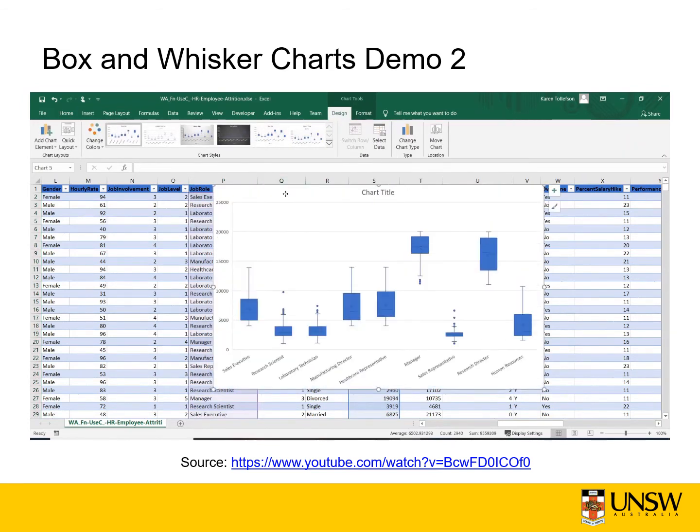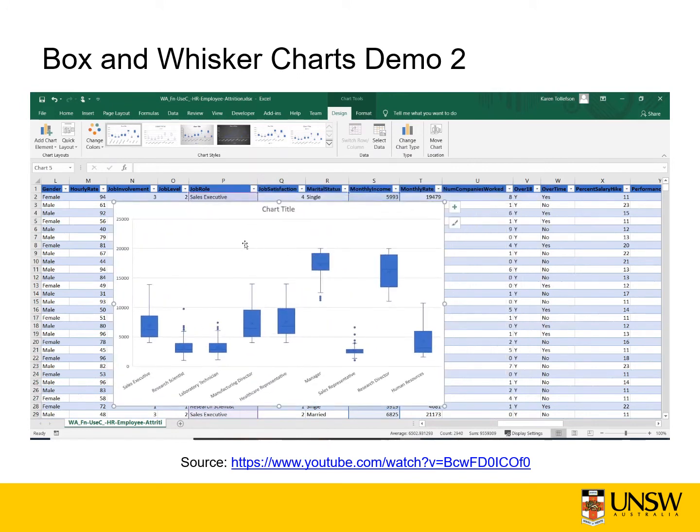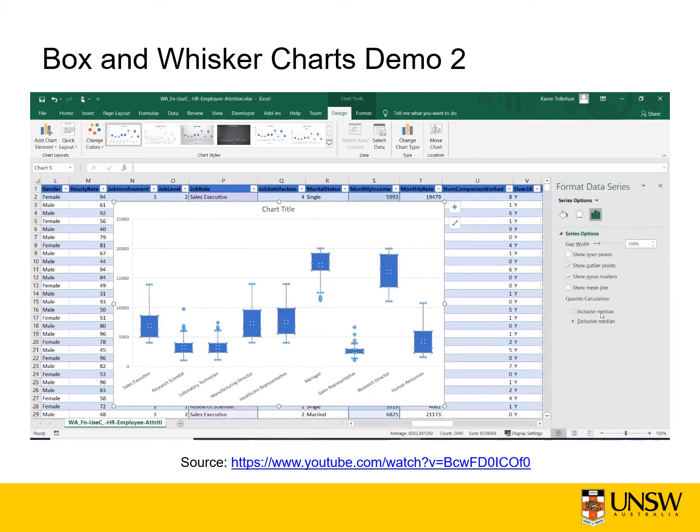Now if I want to make some changes to the appearances of this, I can simply right click on one of my boxes here, select Format Data Series, and now I can make decisions about what I want to show. So if I want to show the mean line between all my average values rather than the median values, I can do that.